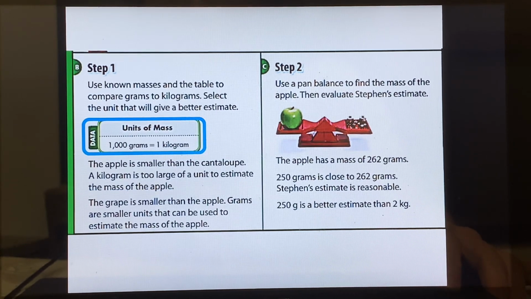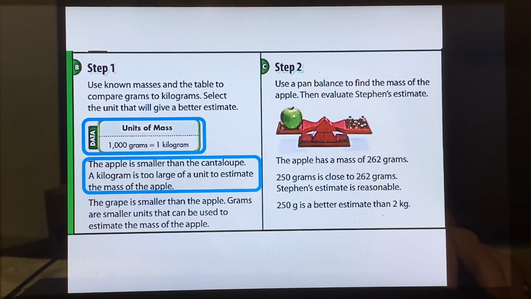质量的单位，公克，1000公克等于1公斤。The apple is smaller than the cantaloupe. A kilogram is too large of a unit to estimate the mass of an apple. The grape is smaller than the apple. Grams are smaller units that can be used to estimate the mass of the apple.